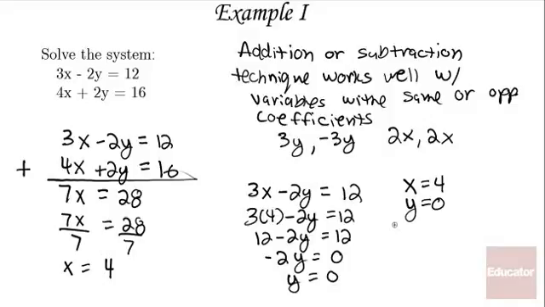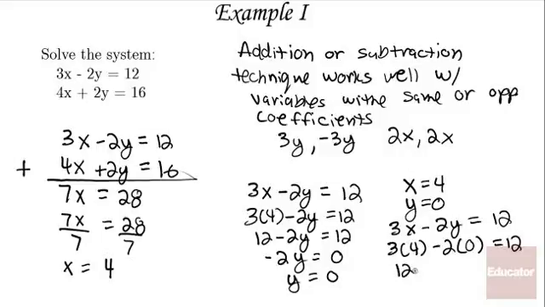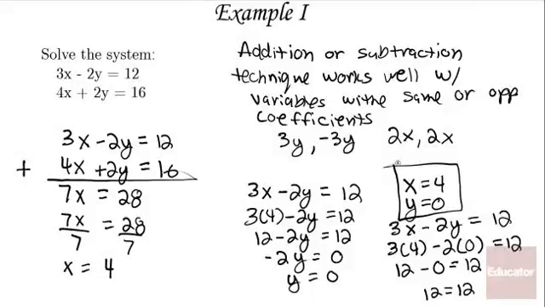Recall that you can always check your answers by putting these values back into one or both equations. So 3x minus 2y equals 12. I could go ahead and put in 3 times 4 minus 2 times 0 equals 12, and what I'll get is 12 minus 0 equals 12. And 12 does in fact equal 12. So this equation held up, and that verifies my solution that x equals 4 and y equals 0. So that was solving by addition.